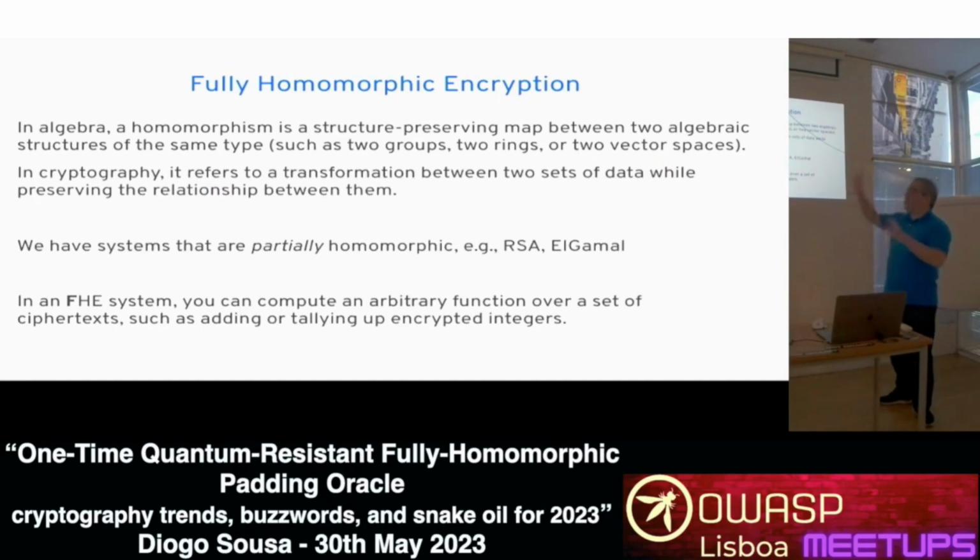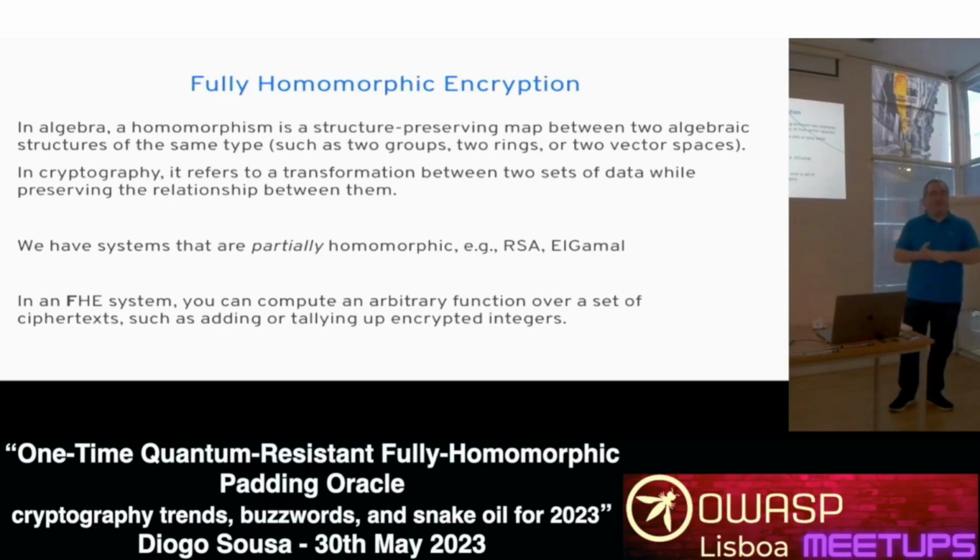So basically, in algebra, this is just a definition from Wikipedia, a homomorphism is a structure-preserving map between 2 algebraic structures of the same type. In cryptography, similarly, it refers to a transformation between 2 sets of data while preserving the relationship between them. Well, what does this mean, more or less?